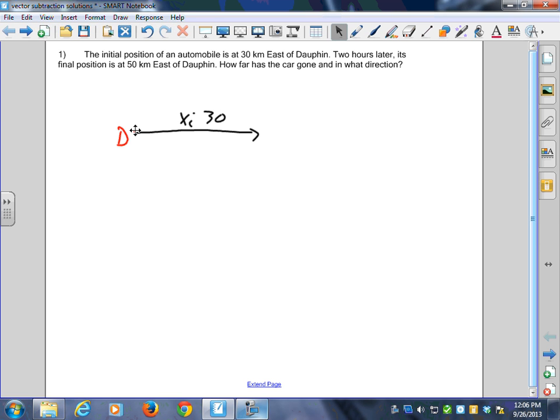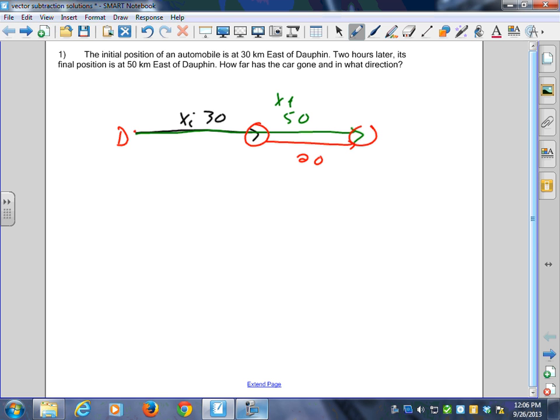Now I'm going to use a different color here. I'm going to use green. Remember, it's of Dauphin again, so it's green, right? Starting from the start there, so that is 50, and that is my final position. How far has the car gone in what direction? Okay, most kids can easily see that the car has gone, we do this in red, from right there to right there, and so obviously it's gone 20.